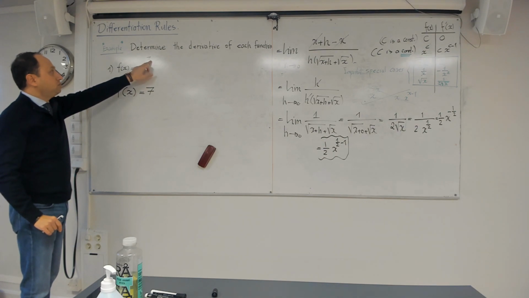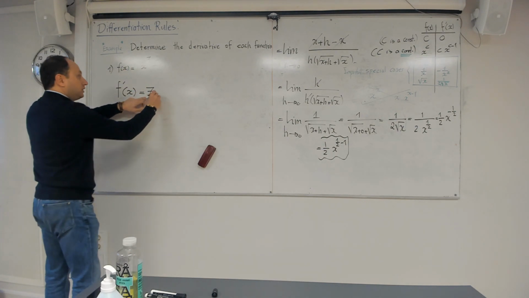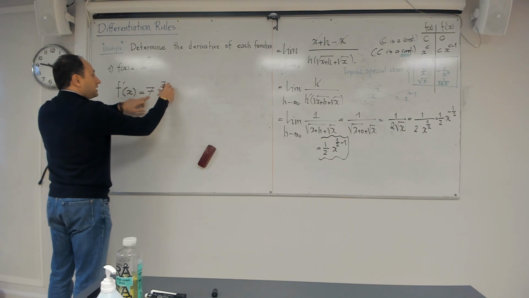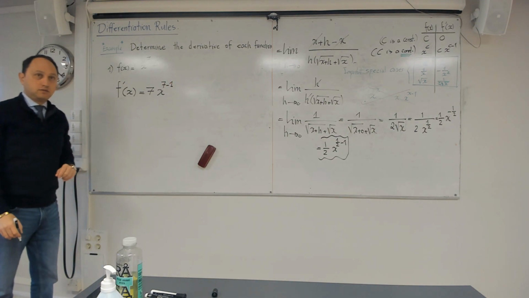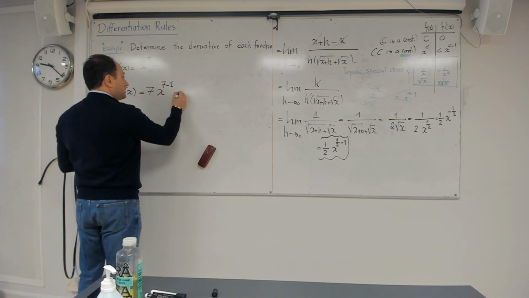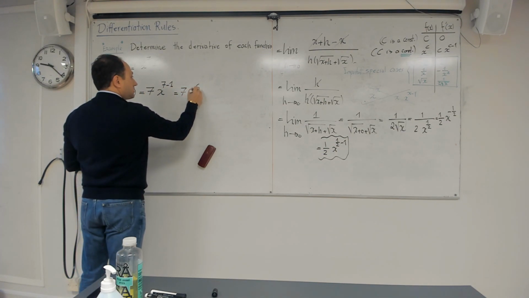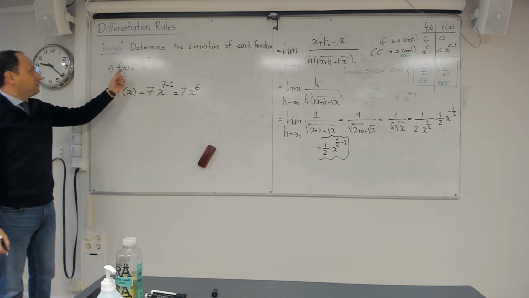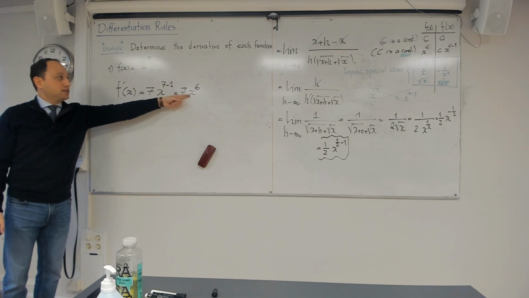The formula tells me to bring this down, and what to do? The exponent becomes 1 unit less. Is that understandable? And then, of course, nobody writes 7 minus 1. There is a better name for that. What is that? It's 6. So the derivative of this is called 7x to the 6.